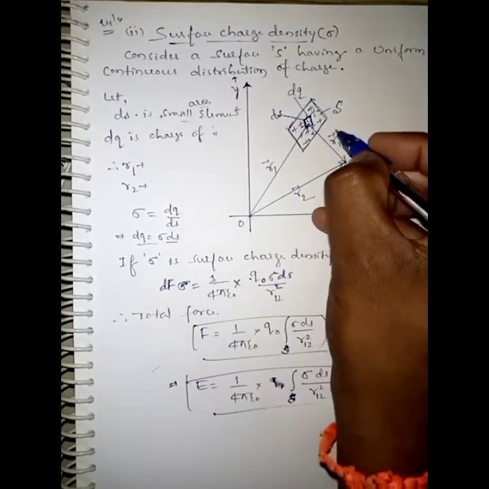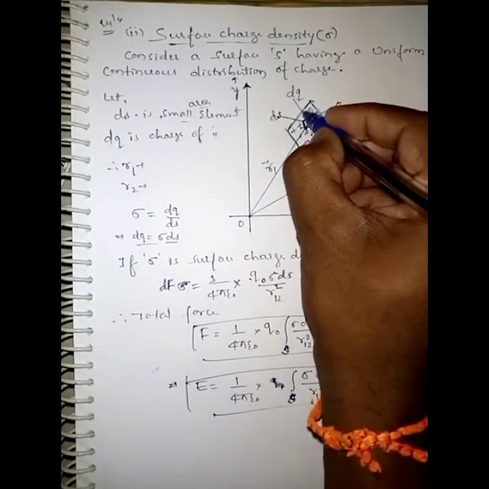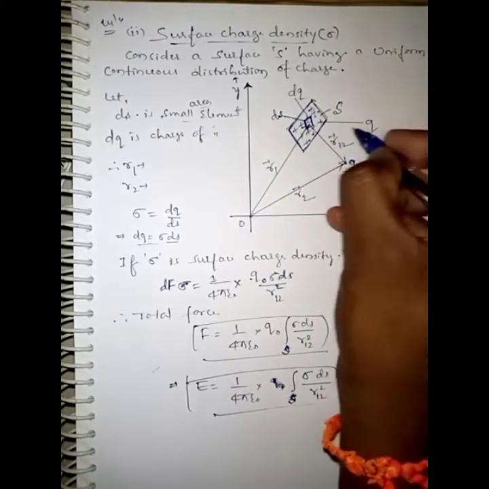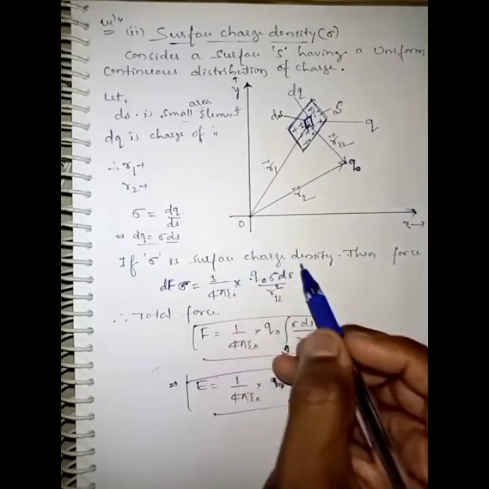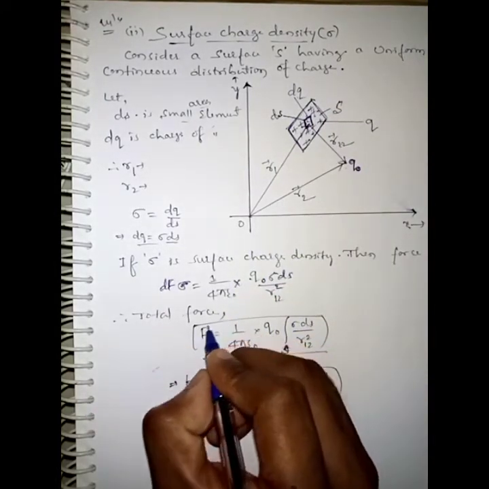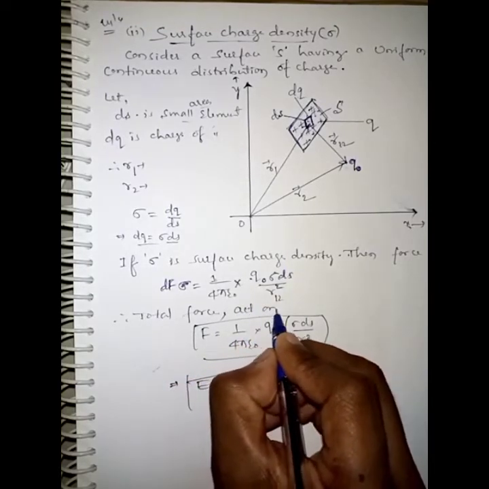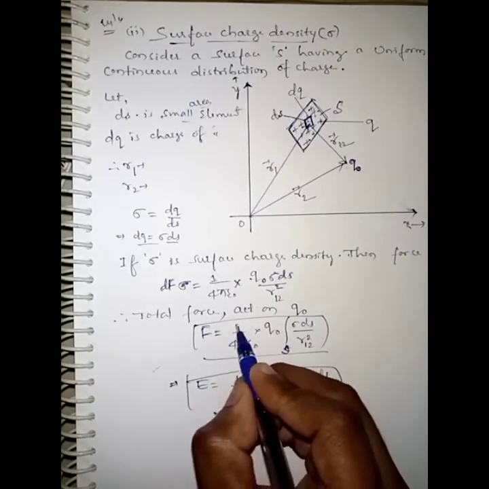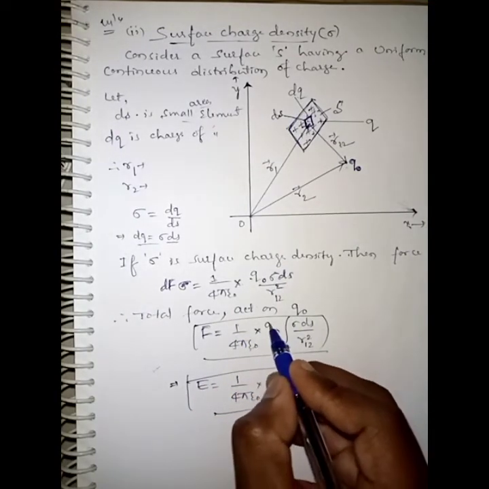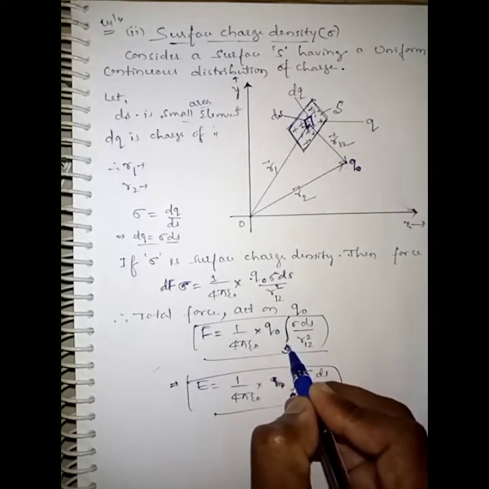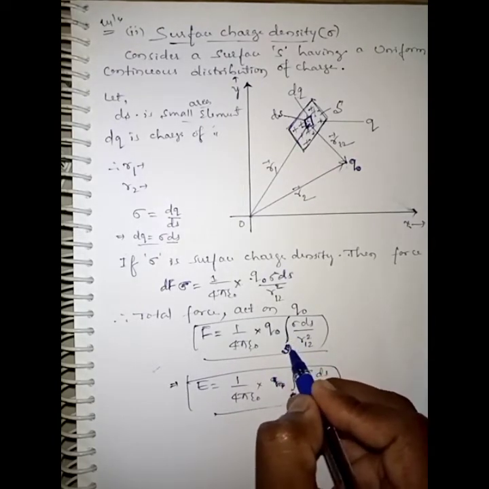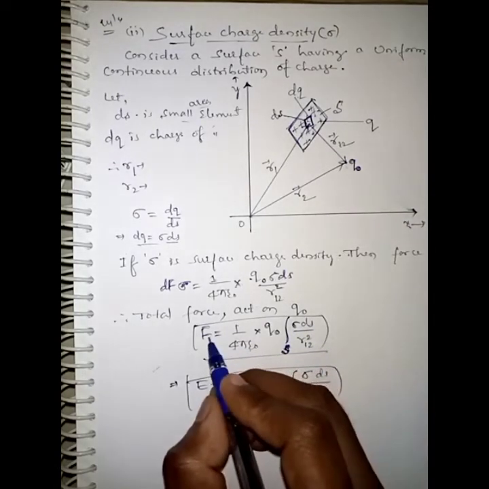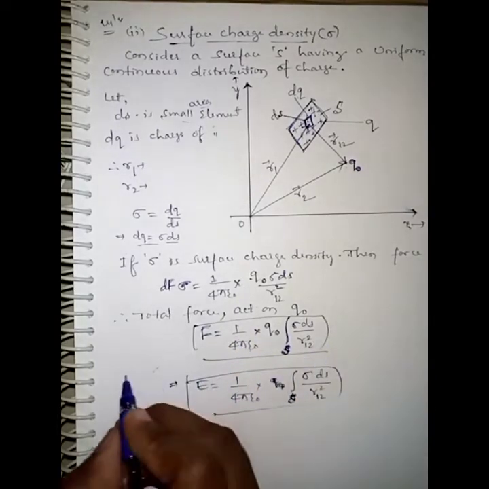Therefore the total force acting on this test charge due to the whole charge, the whole charge being q, is F equals 1 by 4 pi epsilon naught into q naught, integration over S, that is over the whole surface S, of sigma dS divided by r12 square. Now this is the force, and by using this we can find the electric field.